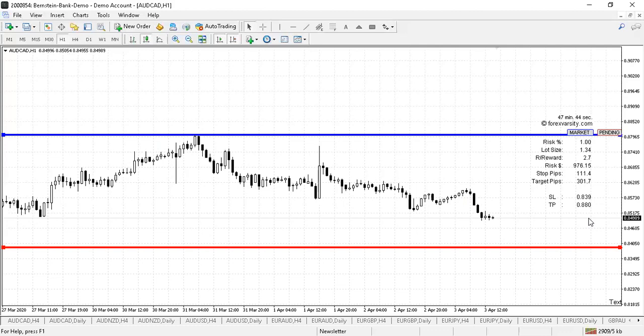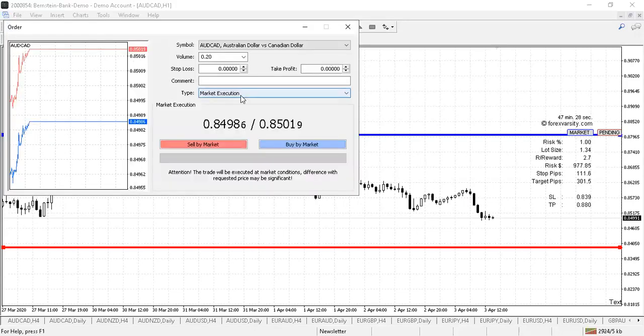So once you've identified the points where you want to put your stop loss and your take profit, to do the trade manually, you go to your new order, and then we're doing a trade at market execution. But we need to put in our stop loss, our take profit, and our volume.